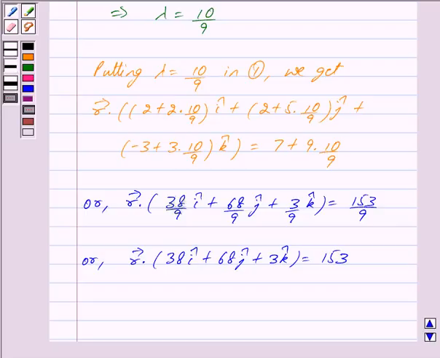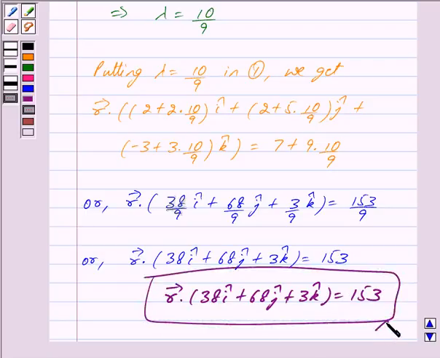Thus, we have got the equation of the plane as vector r dot (38 i cap + 68 j cap + 3 k cap) = 153. This is our answer. Hope you have understood the solution. Bye and take care.